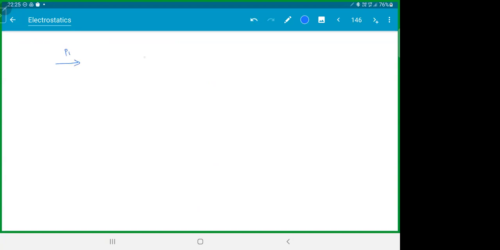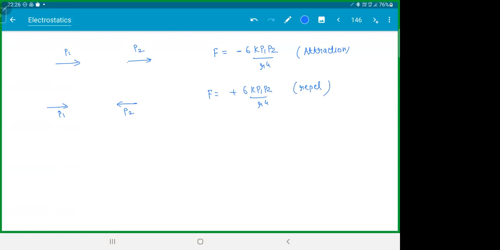So if you have P1 and P2, the force between them, in this case, they'll attract each other. Minus 6kP1P2 by r power 4. Attraction, because the negative charge is closer to the positive charge. If they're like this, they repel each other. It is plus 6kP1P2 by r power 4, because the like charges are closer. Where r is the distance between the centers.